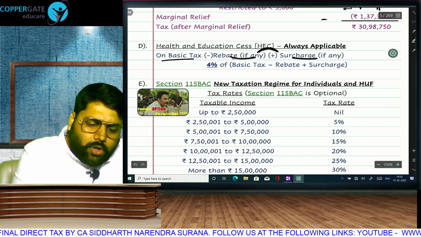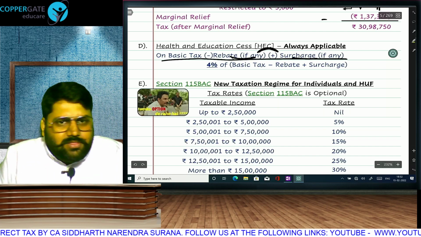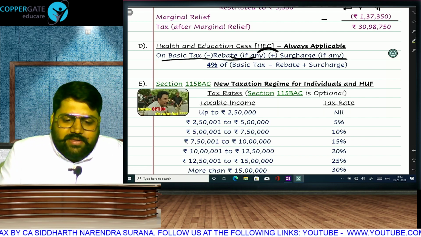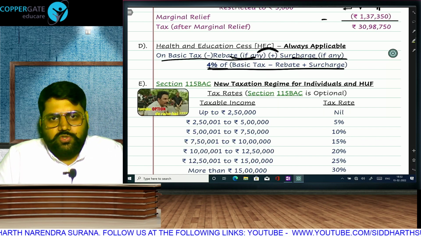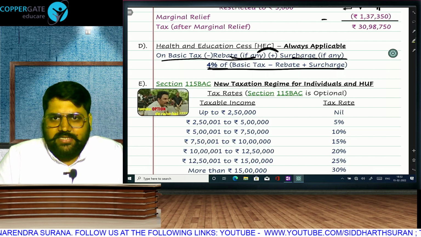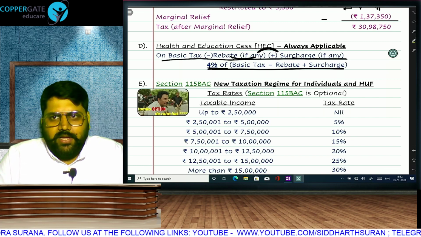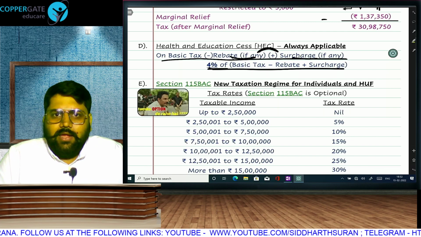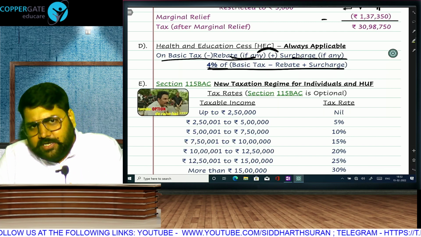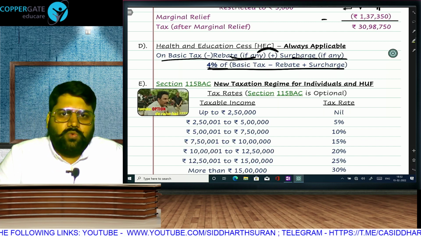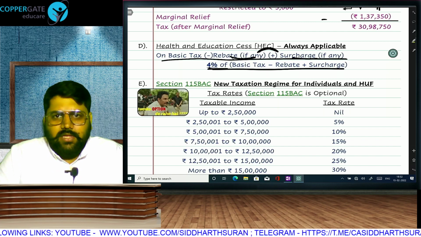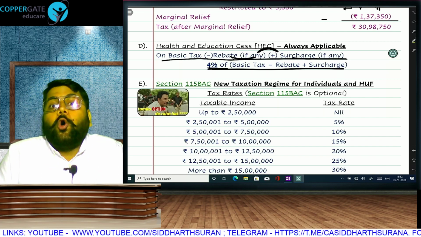But apply all these steps, calculate all this tax, and after you calculate this, the cess is going to be 4% of the amount so calculated. 4% of the basic tax minus rebate plus surcharge is going to be your applicable cess. So if your tax is coming to 100, you actually pay 104. If your tax is coming to 200, you pay 208. That is the applicable cess for all assessees.